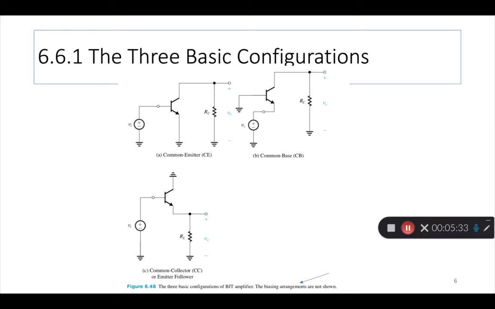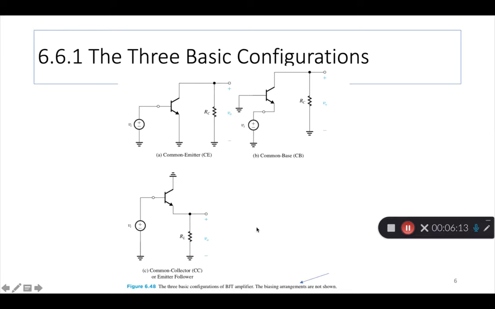Let's get back to our three basic configurations, and here they are. There is the common emitter configuration, the common base, and the common collector. Now this is the one that we have worked with a lot already. In fact, a lot of the theory of chapter 6 that we studied in the previous course, 280, and I did some review also of this in weeks 1 and 2. So this is what we have looked at so far. These two may be slightly new to you.